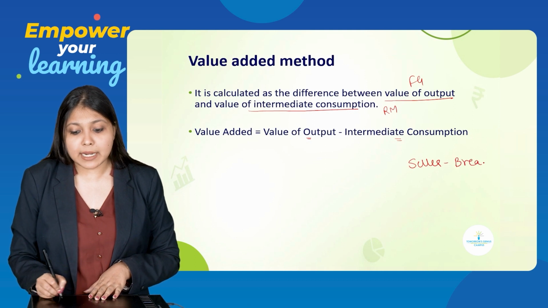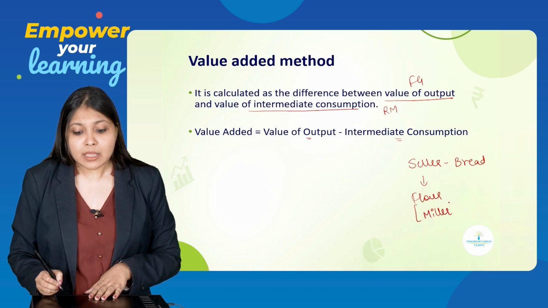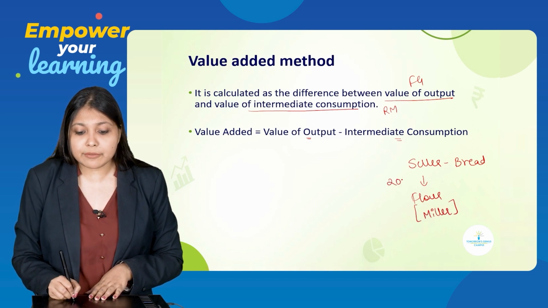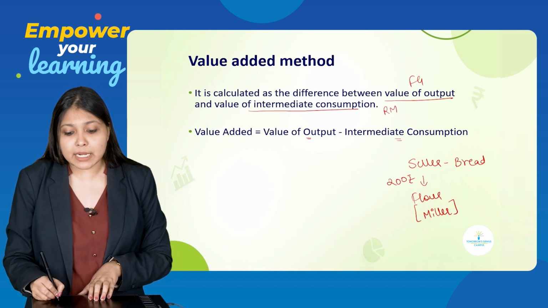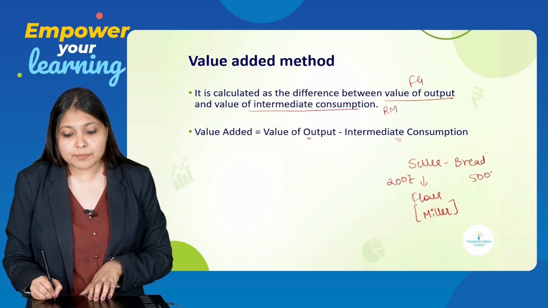Now, to sell bread, the seller has to buy flour. He will be buying flour from the miller. So, suppose he bought this flour from the miller for 200 rupees. Now, he is selling the bread for 500 rupees.